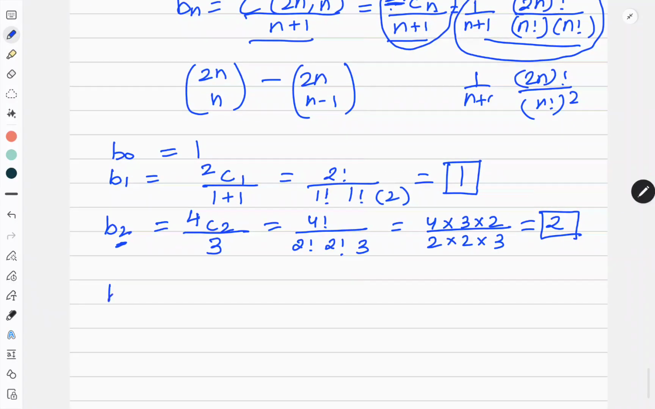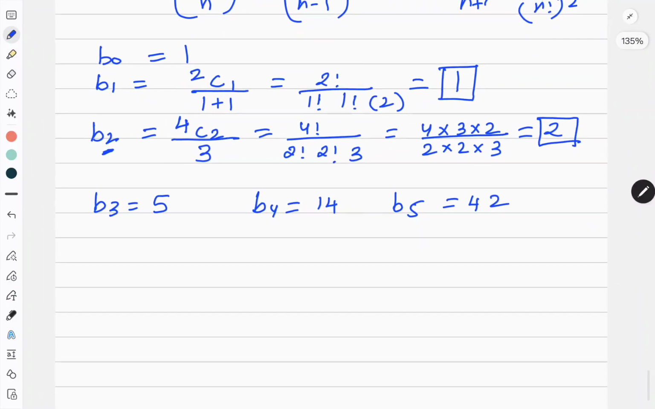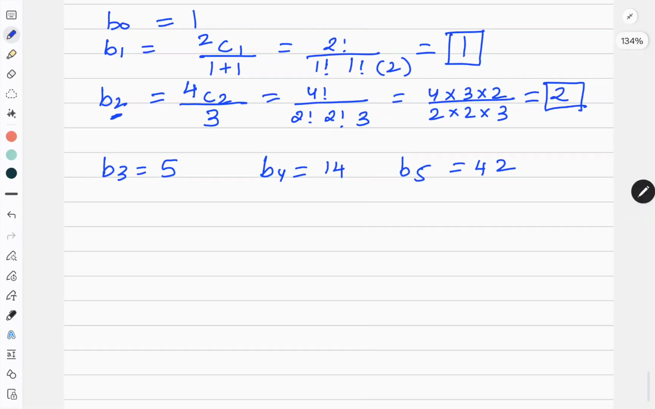Similarly, I can find the B3 value, which is equal to 5. I can find the B4 value, which is equal to 14. I can find the B5 value, which is equal to 42. Same way I can find all the numbers of the series. Sometimes they ask this type of question, find the value of, say, B8.